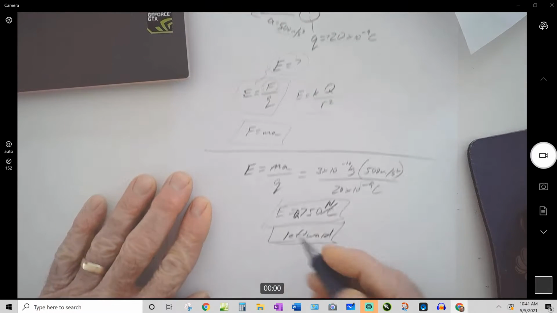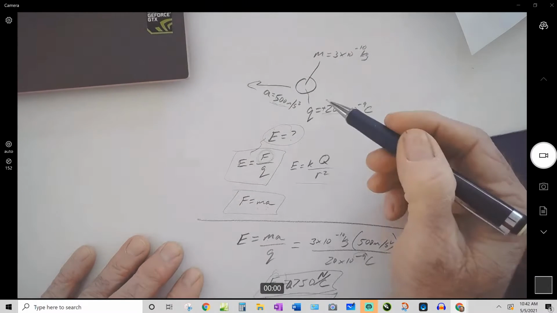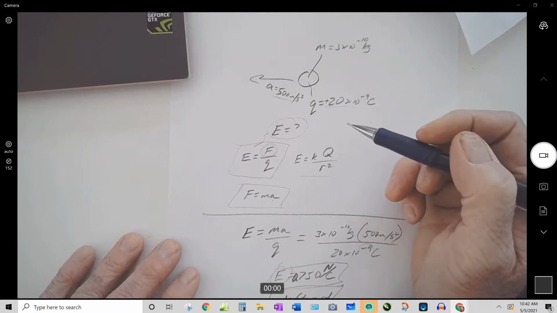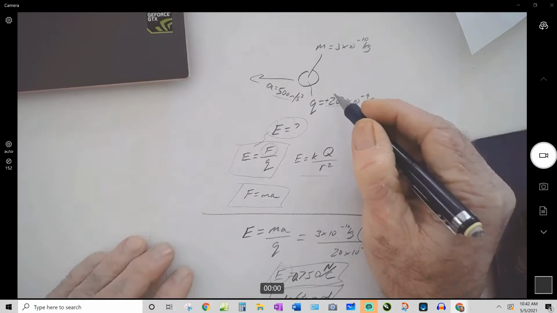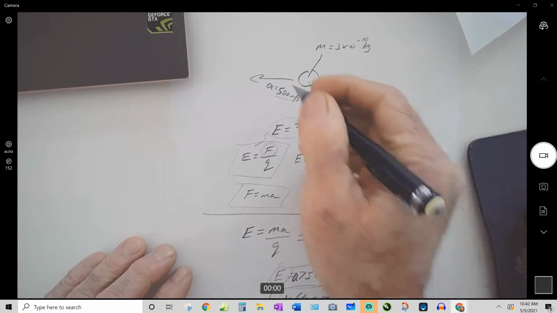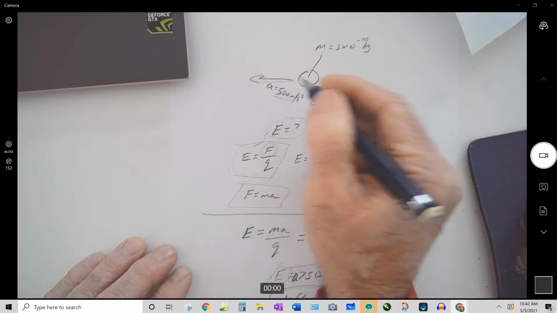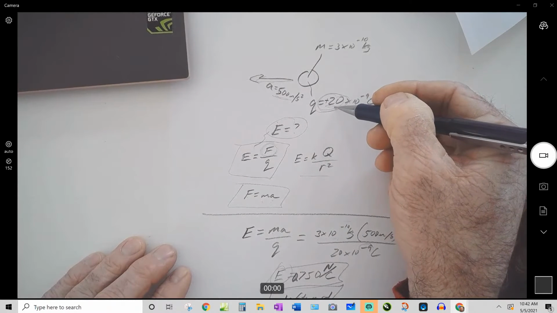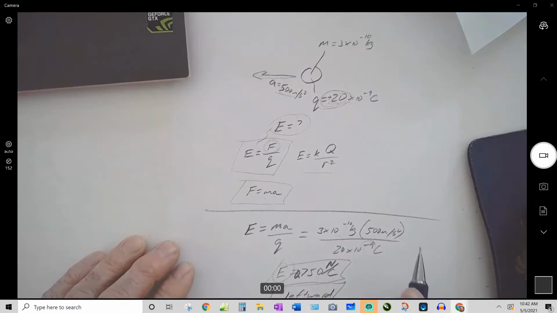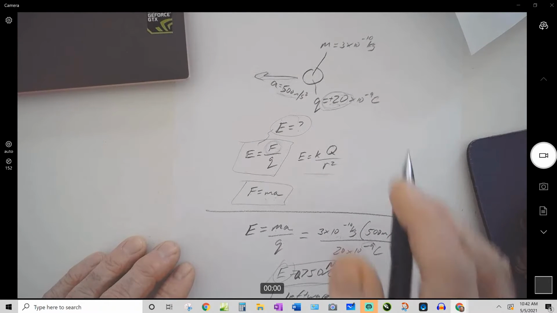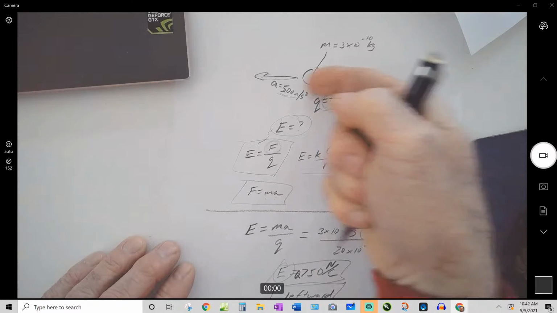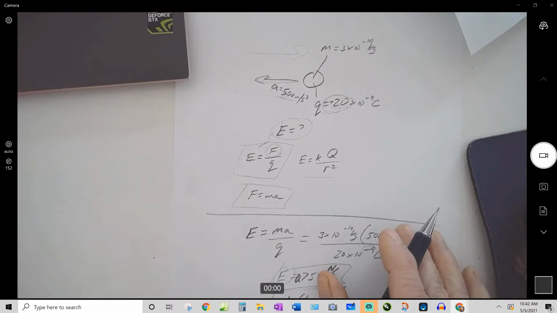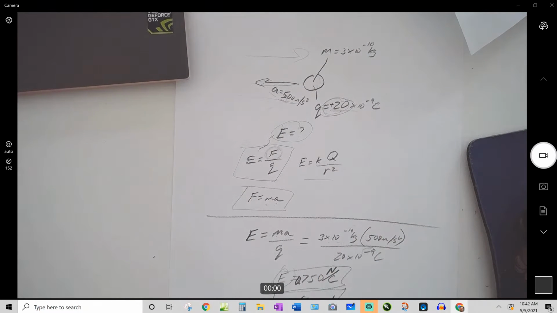The direction of the electric field is always the direction of the force applied to a positive charge. Since this is a positive charge, and since it's accelerating to the left, there's a force to the left on this positive charge. That means the electric field is to the left. If this were a negative charge accelerating to the left, then we would have known that the electric field was actually to the right, because negative charges move opposite the electric field.